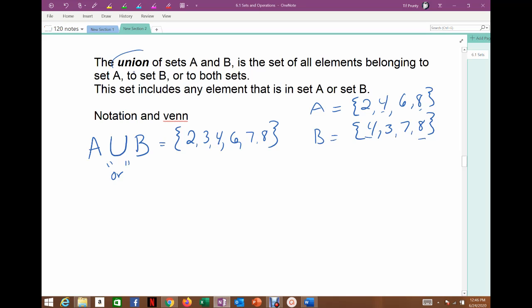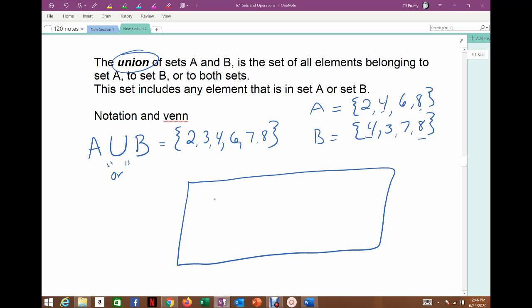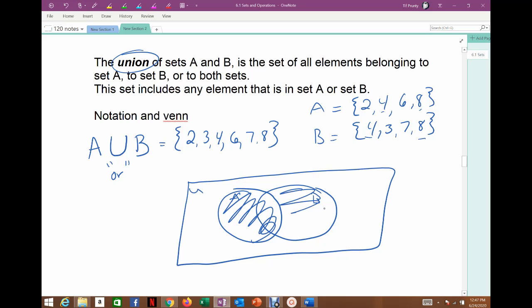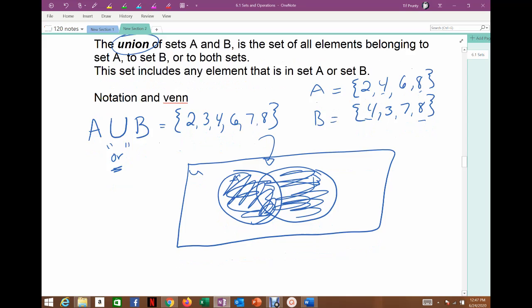So the "or," the union, is everything that's in either A or B. It's all inclusive. This would be set A, set B. It's everybody in this circle and everybody in this circle, including anything that they shared in common. So that's the union. Union means all inclusive, all of the elements that are in A or B. A or B.